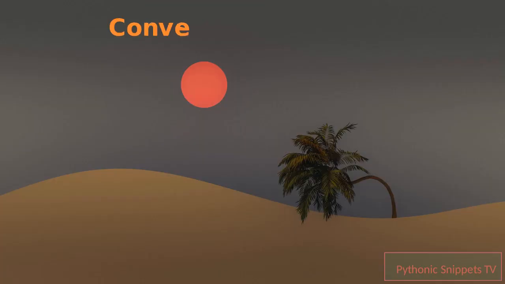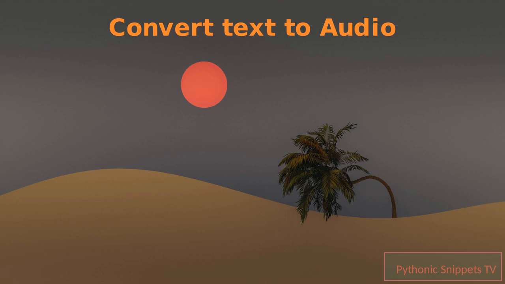How do we convert text to audio using this package? Converting text to audio files is also easy with AudioProcessor. Simply call the text_to_audio method with the text you want to convert and the file name you want to save it as, like this.